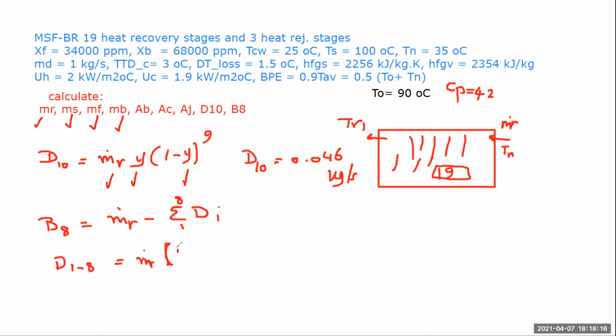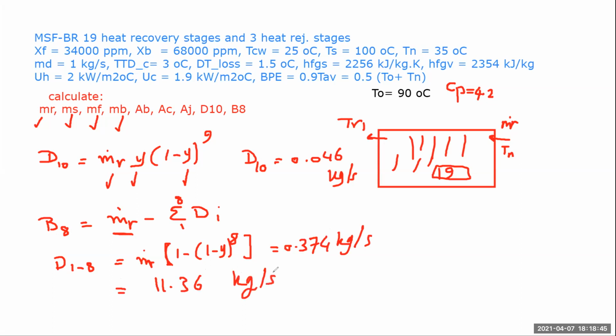Or this is 1 minus y to the power I here, which is 8. And this is 0.374 kilogram per second. So B8 is m dot r that we calculated earlier minus this quantity, and accordingly, it is going to become 11.36 kilogram per second.